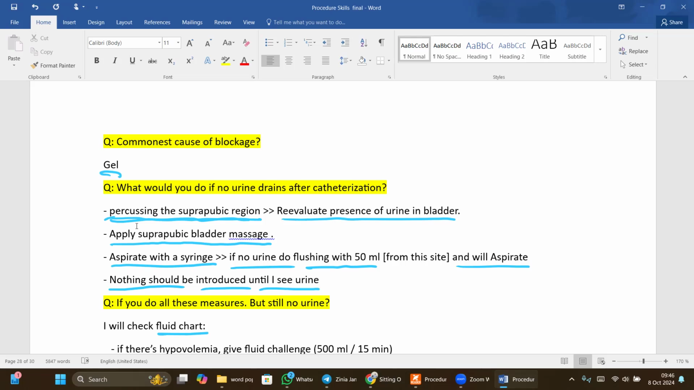If no urine coming, then we can do flush with 50 ml of water and aspirate. If no urine, then we will do flush with 50 ml of water, and again we will aspirate, and we will try to check the amount of aspirate. Nothing should be introduced until I see the urine.